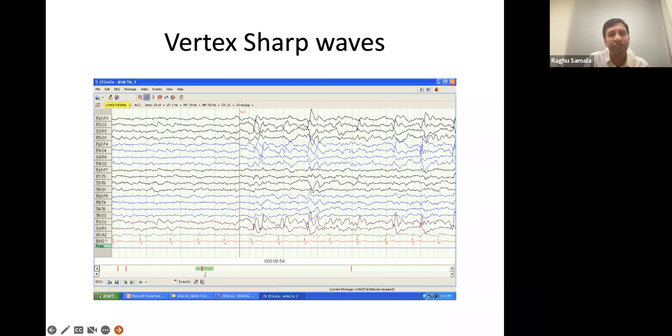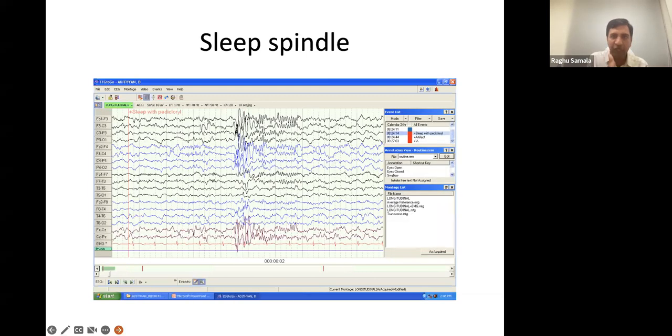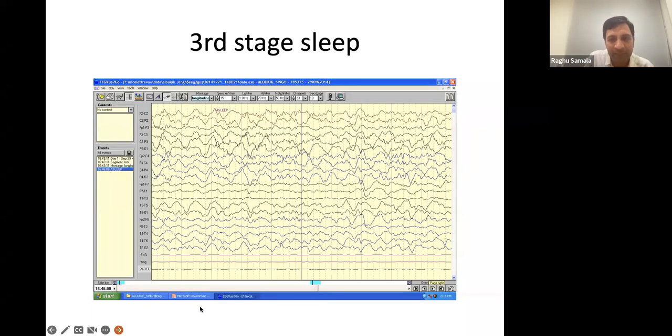Once the patient goes into drowsiness, you will get the sharp waves in the vertex region. They are normal. Then you can see K complex. You are seeing here some sharp-like thing followed by spindle-like activity. They are called K complexes. Once you go into sleep, you can see the number of waves becomes less. Here, per second, you are seeing a maximum of 2 to 3 waves.